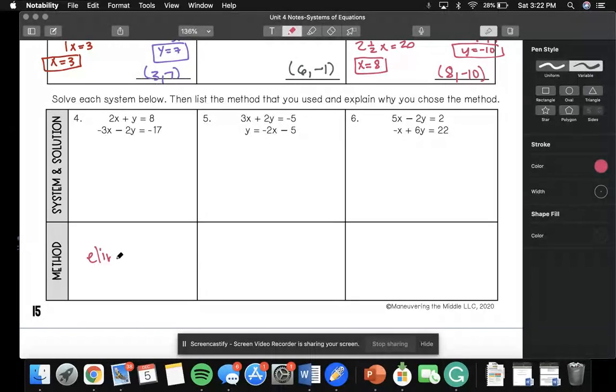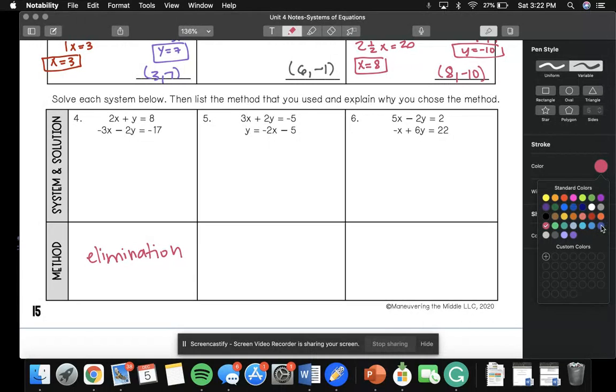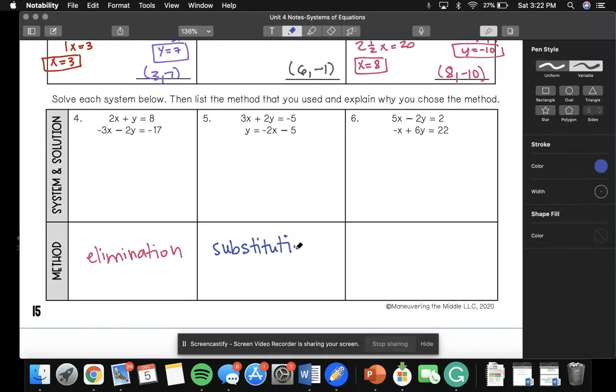Now, if you looked at that and you were like, man, that top problem is basically almost y equals, you could obviously use substitution. So I'm going to use elimination just because that's what I see first. This one is solved for and one is not solved for, so I am going to use substitution. And then this final one, neither of them are really easy to solve for, so I'm definitely going to use elimination for this one.